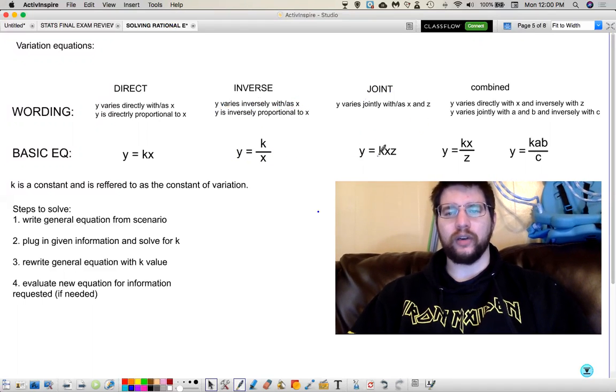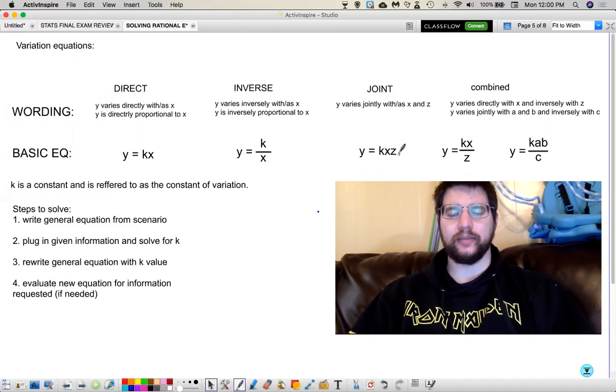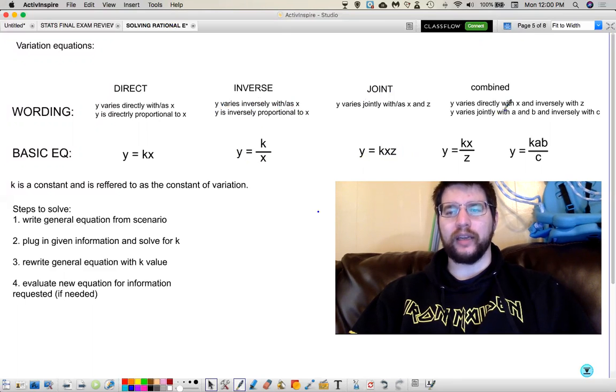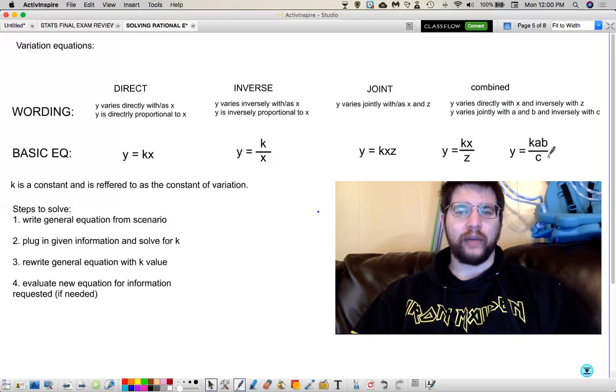Joint, y varies jointly with x and z, so that's y equals k times x times z. So those are all multiplied together. Combination, well, directly goes in the numerator, inversely goes in the denominator. That's it. How do we solve these?